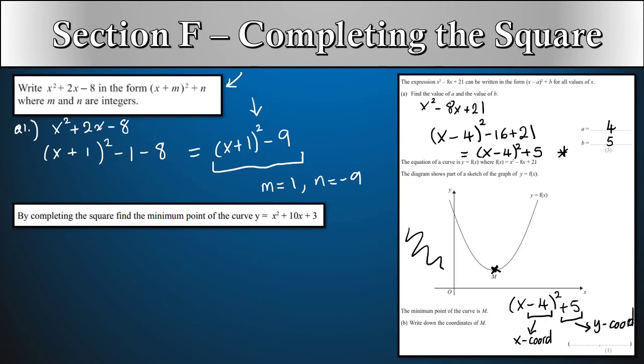So how do they correspond? Well, this plus 5 tells you how many units up. So this is 5 units across. Okay, so that's 5 units there. So my y coordinate is 5.